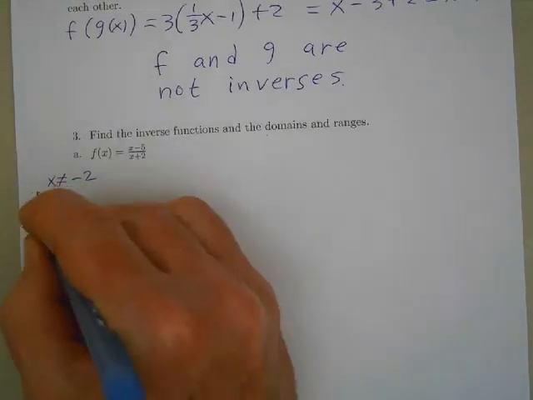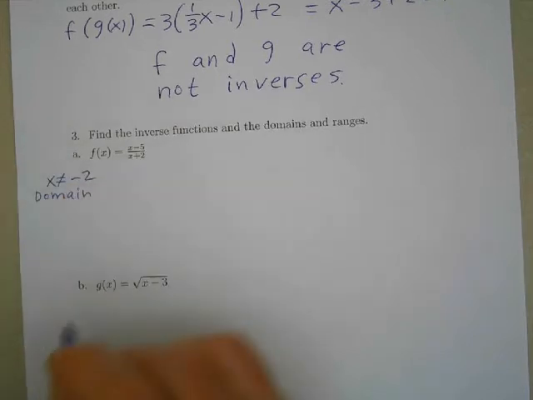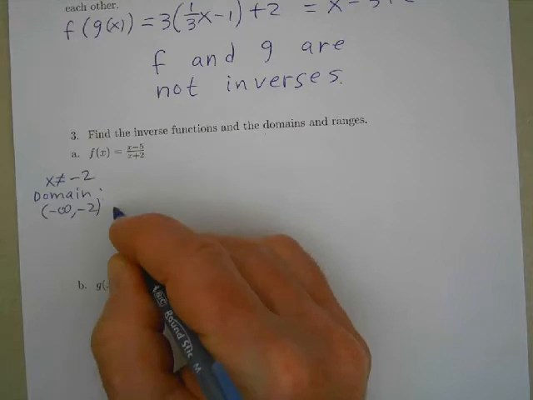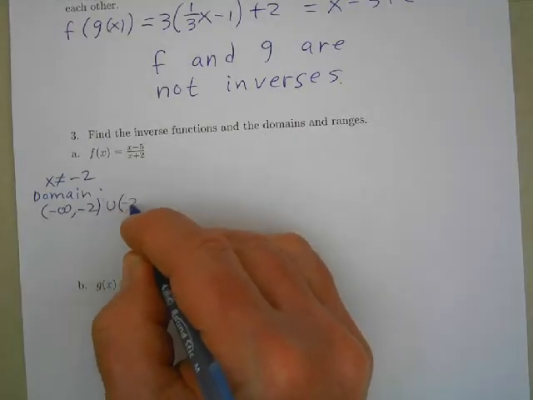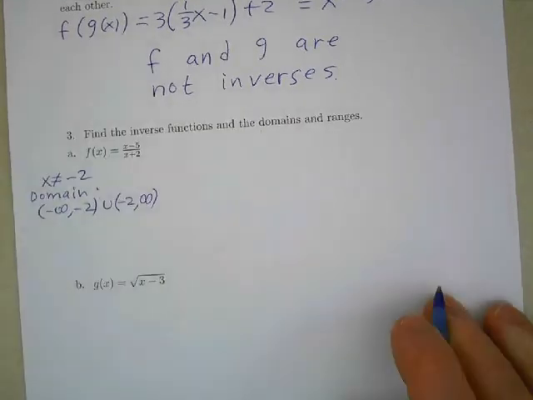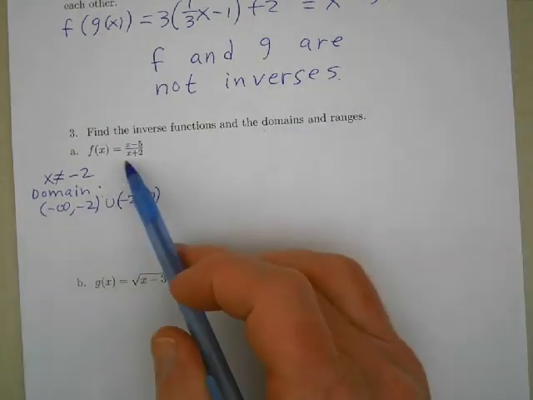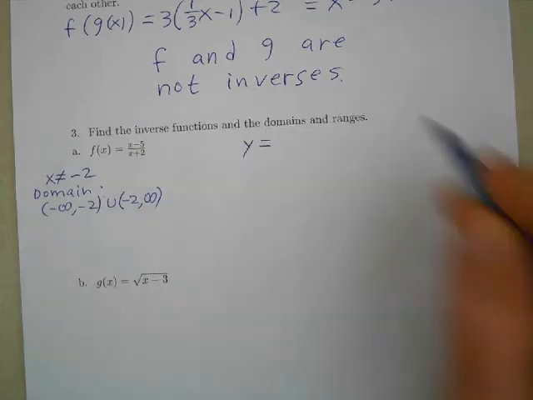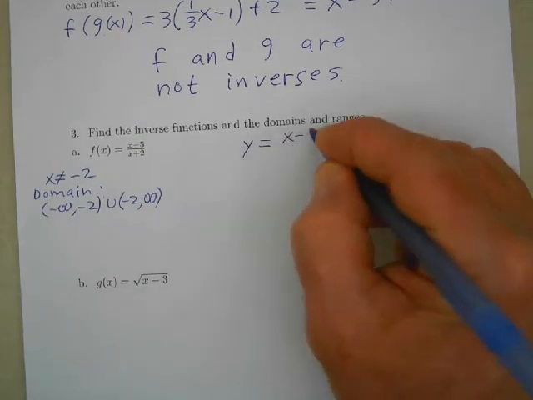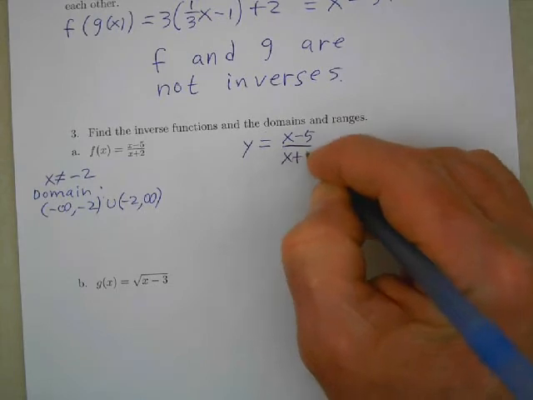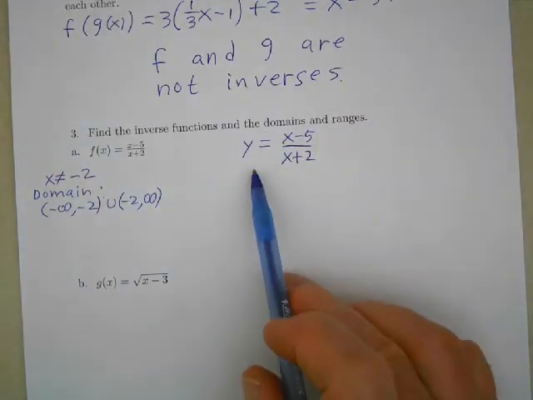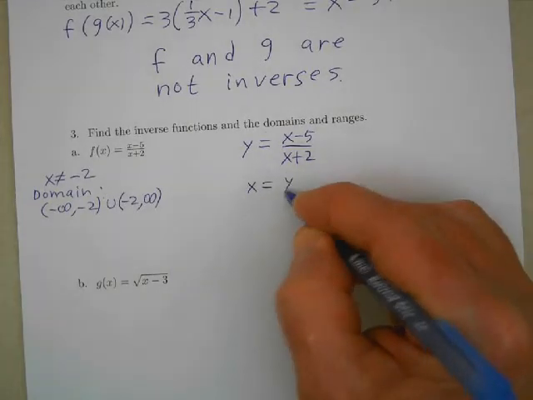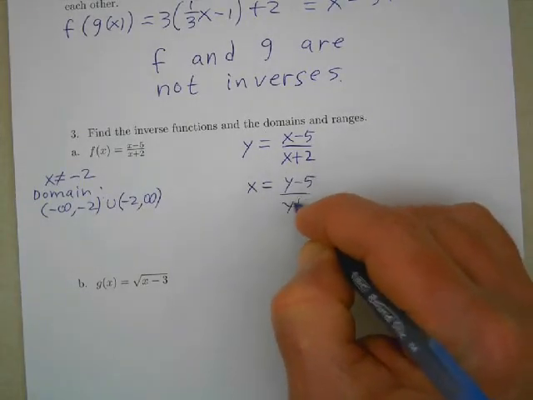So the domain of f is from negative infinity to negative 2, parenthesis, union, parenthesis, negative 2 to infinity. Okay, then to find the inverse of f of x, replace f of x with y, so we get y equals x minus 5 over x plus 2. Then interchange x and y, so we get x equals y minus 5 over y plus 2.